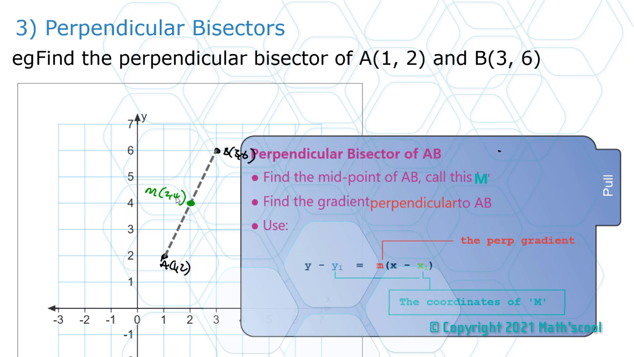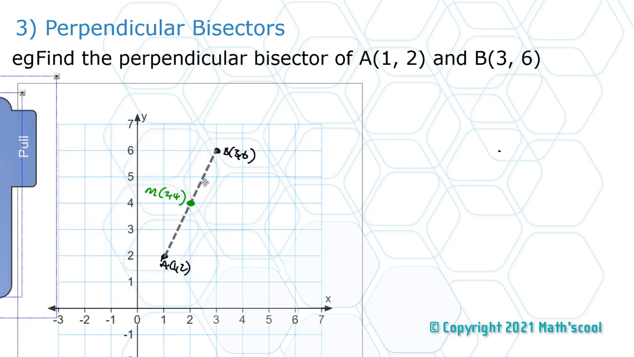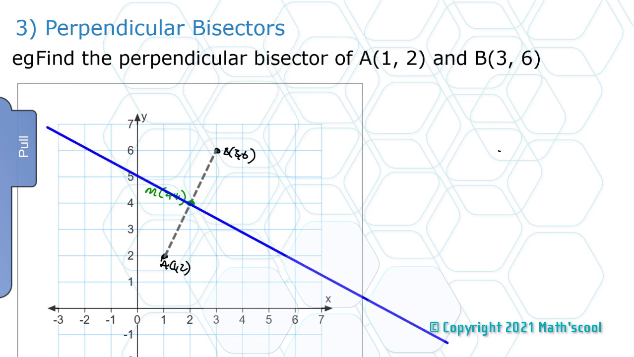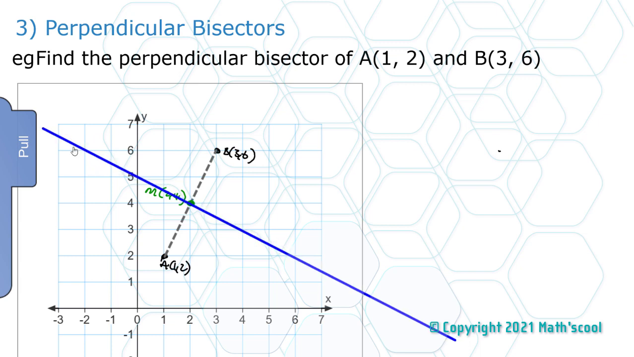Anyway, find the midpoint. So it's called the perpendicular bisector. It means it goes through the midpoint. Find the gradient perpendicular. Because it's a perpendicular bisector, it's got to be 90 degrees. Perpendicular means 90 degrees. It's got to be 90 degrees to this dotted line here. So our line is going to look like this. It's going to be 90 degrees to that line there. So it's going to be sort of like that.